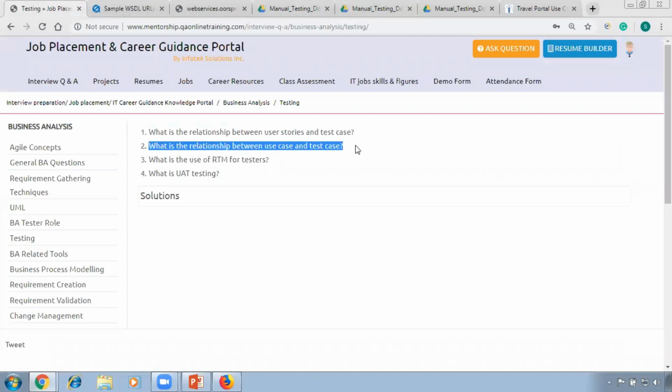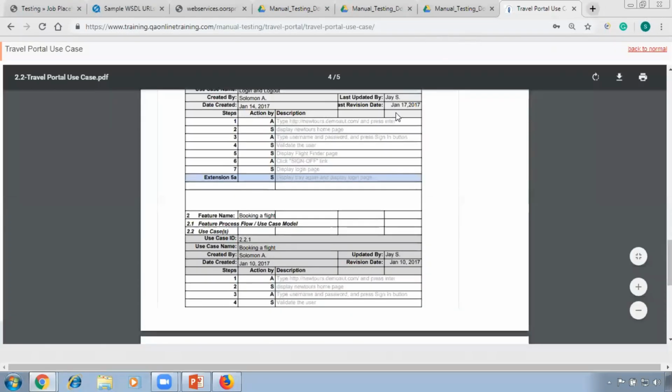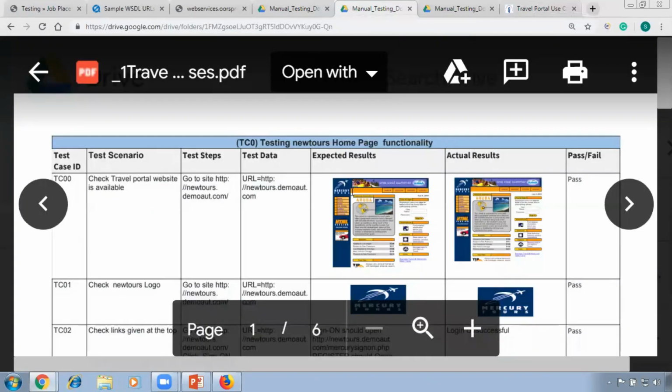What is the relationship between use case and test cases? This is our test case document, the complete sheet, and this is your use case document. Now, what's the relationship between use case and test cases? So you can see, test cases.